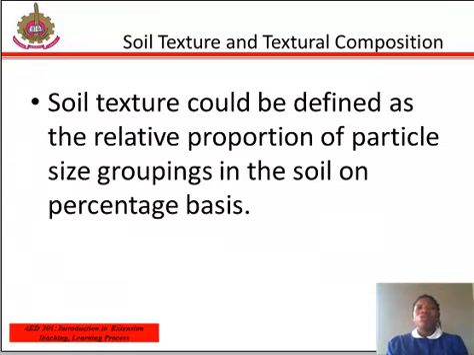Soil texture could be defined as the relative proportion of particle size groupings in the soil on a percentage basis. It describes the sand, silt, and clay composition of the soil. The smaller the particles in a soil, the larger the internal surface area. Similarly, the smaller the particles in the soil, the more water and nutrients the soil can retain.